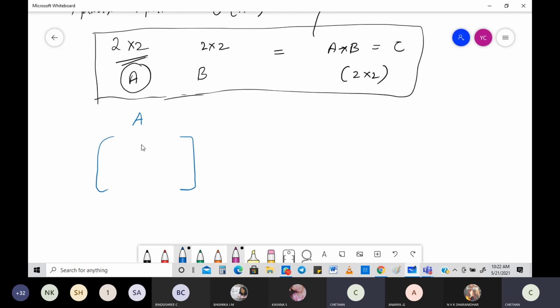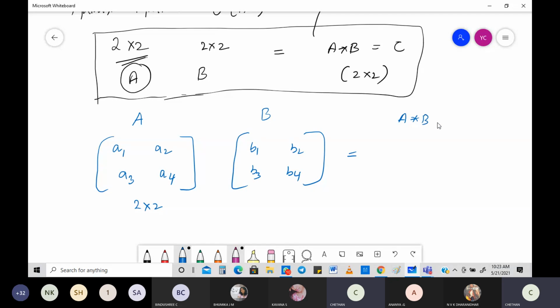The elements in A are A1, A2, A3, A4. Is it a 2 cross 2 matrix? Yes. Then I'm going to take B, with elements B1, B2, B3, B4. Then A into B, or A cross B, the multiplication, is nothing but equal to C. C is equal to A into B, and this will be the entire thing, C1, C2, C3, and C4. But he told, how can I write these values, or how can the values be written like this?